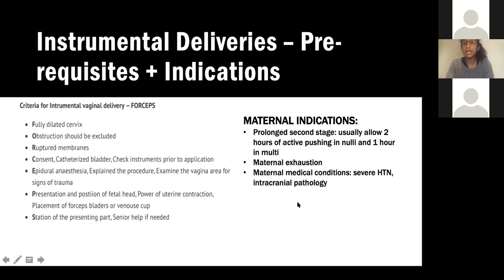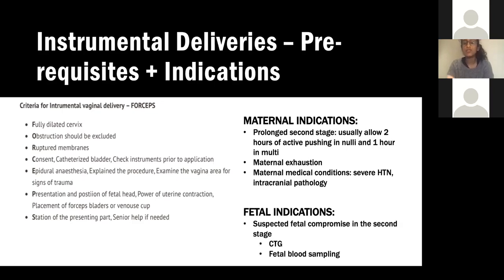If the mom has maternal medical conditions, so things like severe hypertension, any kind of intracranial pathology where you don't want the mom to be pushing for a really long period of time, then you would give them instrumental delivery. Fetal indications are if they've got any kind of fetal compromise in the second stage of labor. That could be seen by CTG or fetal blood sampling as well. They don't do fetal blood sampling as much anymore, but sometimes if they do it and it shows suspected fetal compromise, then you might go for an instrumental delivery.